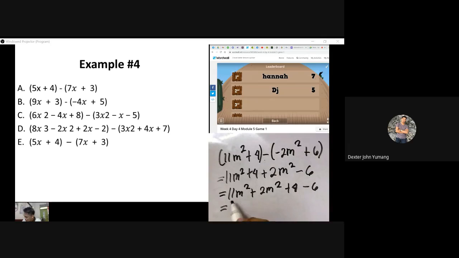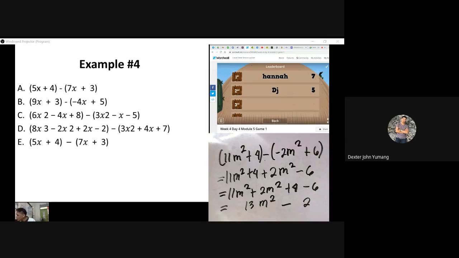So let's combine. 11 plus 2 magiging 13. And what is their family name? M squared. Next. Meron kang pambayad na 4 pero ang utang mo 6. Ilan na lang yung kulang mo? 2. Kaso lang kulang is minus. So palitan tong plus ng minus. So we have 13m squared minus 2.